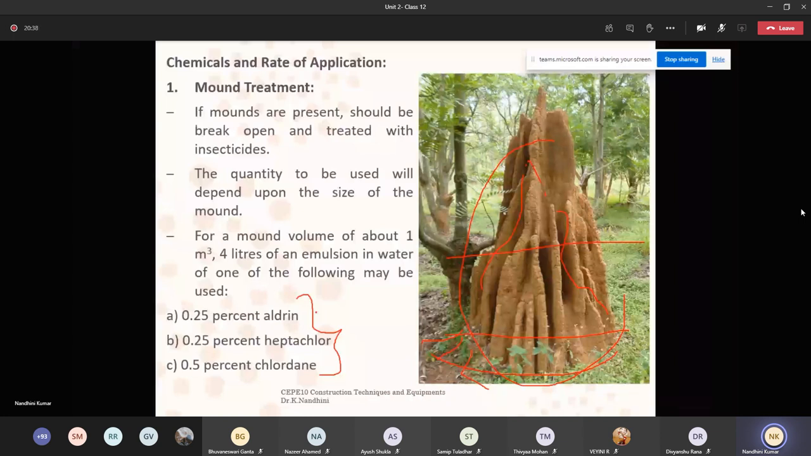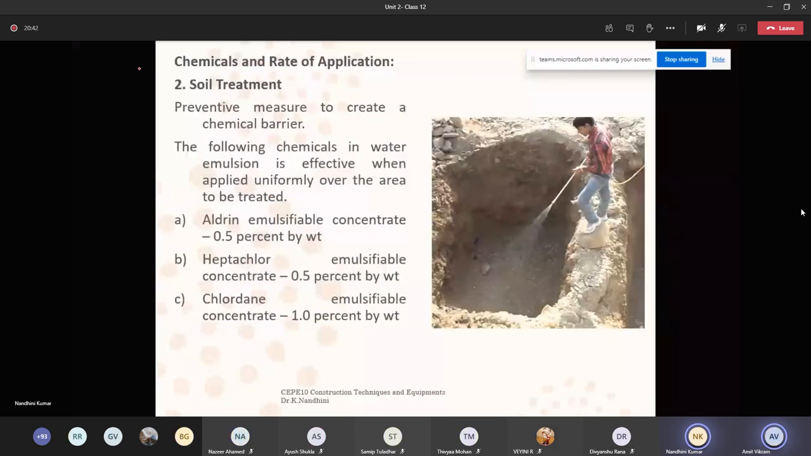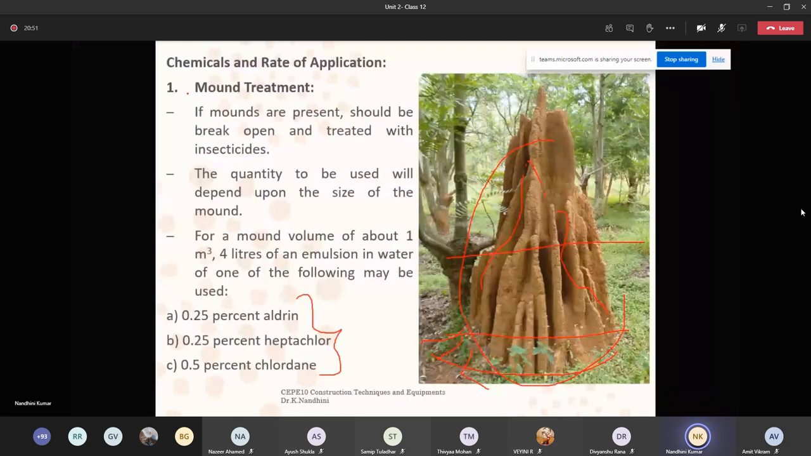Next, ma'am, one small soil doubt. Ma'am, are we using these chemicals for killing them or just as repellents? No, it's for killing them. Okay. Once you kill them, they will not grow anymore, because their chain of growth will be cut.